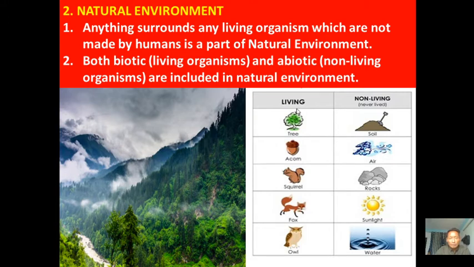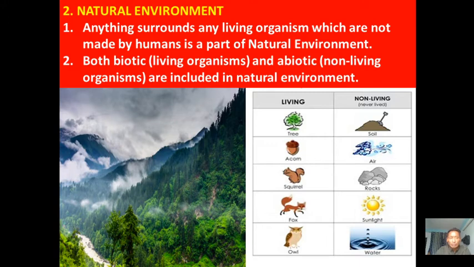The natural environment includes both living and non-living things. Living things include trees, acorns, squirrels, foxes and owls. All the plants and animals are included in the natural environment. Non-living or abiotic things include soil, air, rocks, sunlight and water. All these are part of the abiotic natural environment.